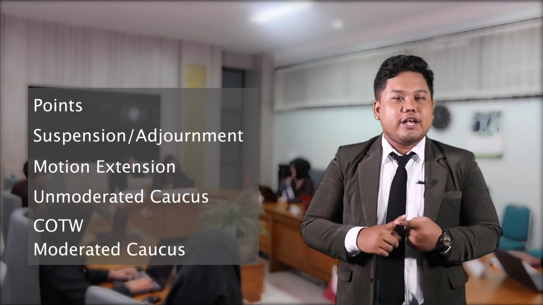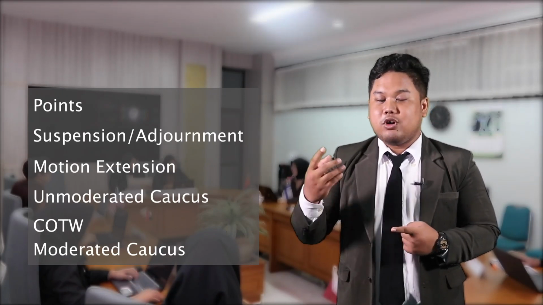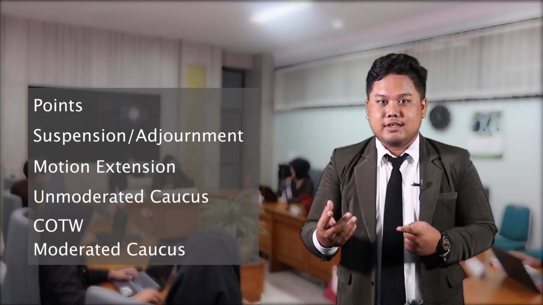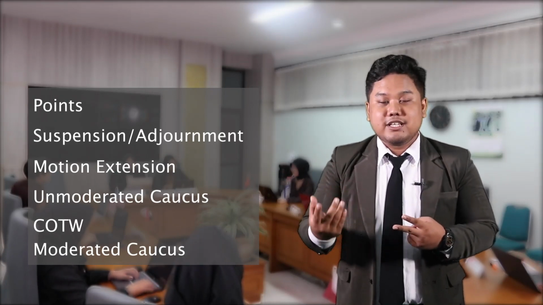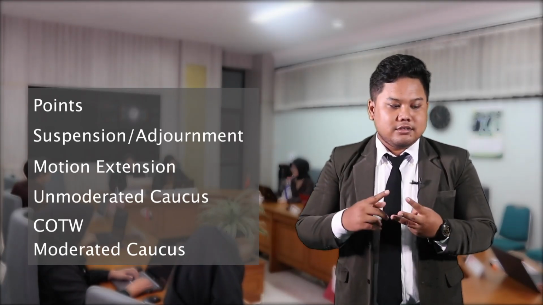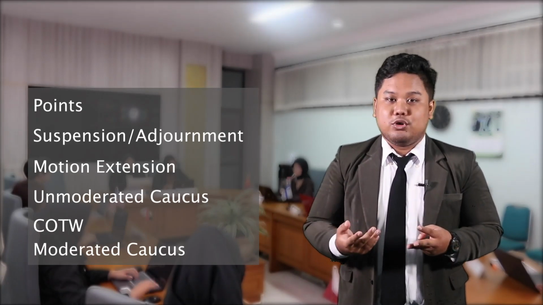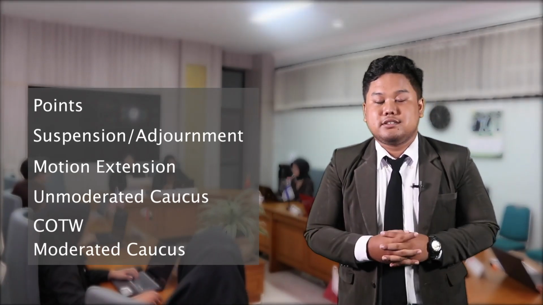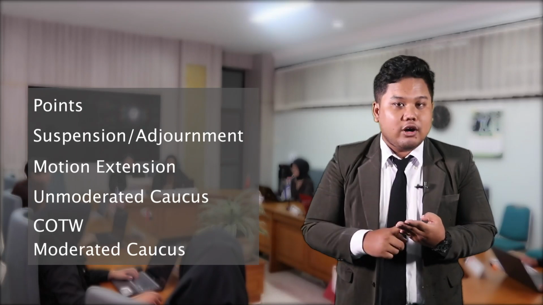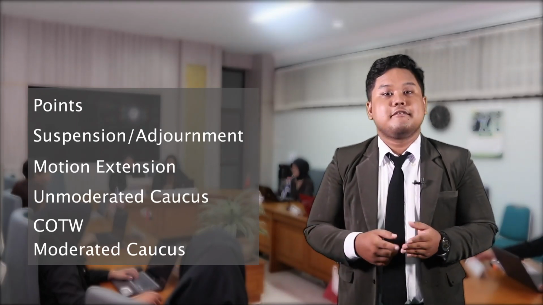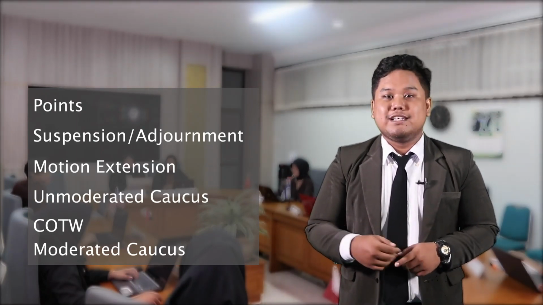So I'm going to show you what is the most disruptive and the least disruptive in the floor. First, any points in the floor need to be considered first by the chair. Second, suspension or adjournment. Third is the extension of the motions, just like extension of unmoderated caucus. Fourth is unmoderated caucus. Fifth is consultation of the whole. And the sixth is moderated caucus.